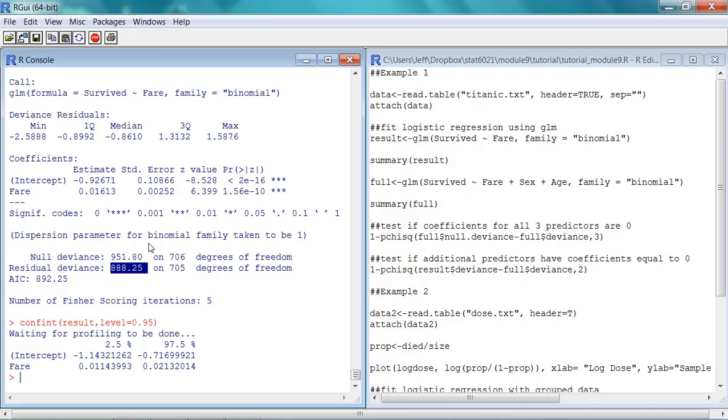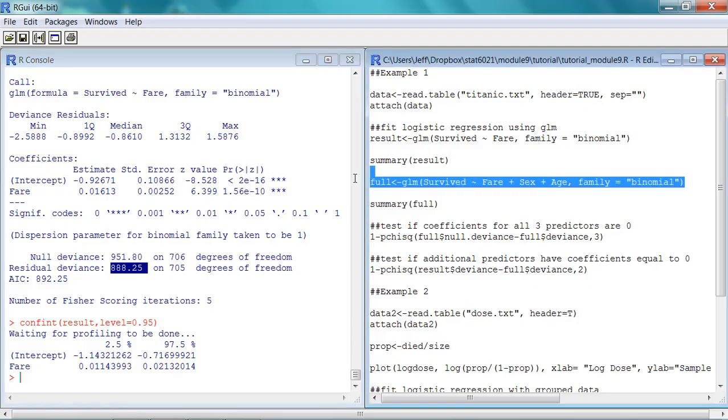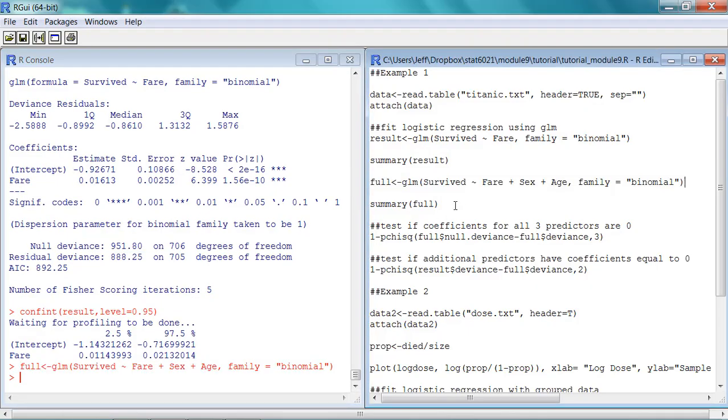What else could we do? Right, the next thing we could do is to perform a test to see whether the coefficients are 0 or not. So the next thing I'm going to do is to consider fitting a full model with all 3 predictors. So I'm going to call this model full. Run that again.